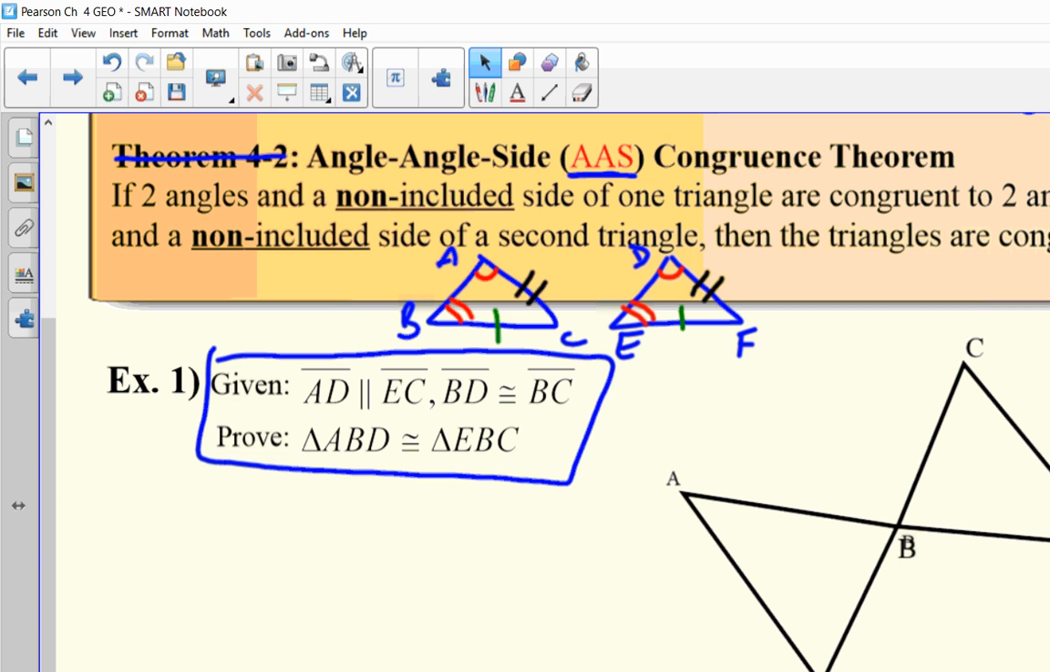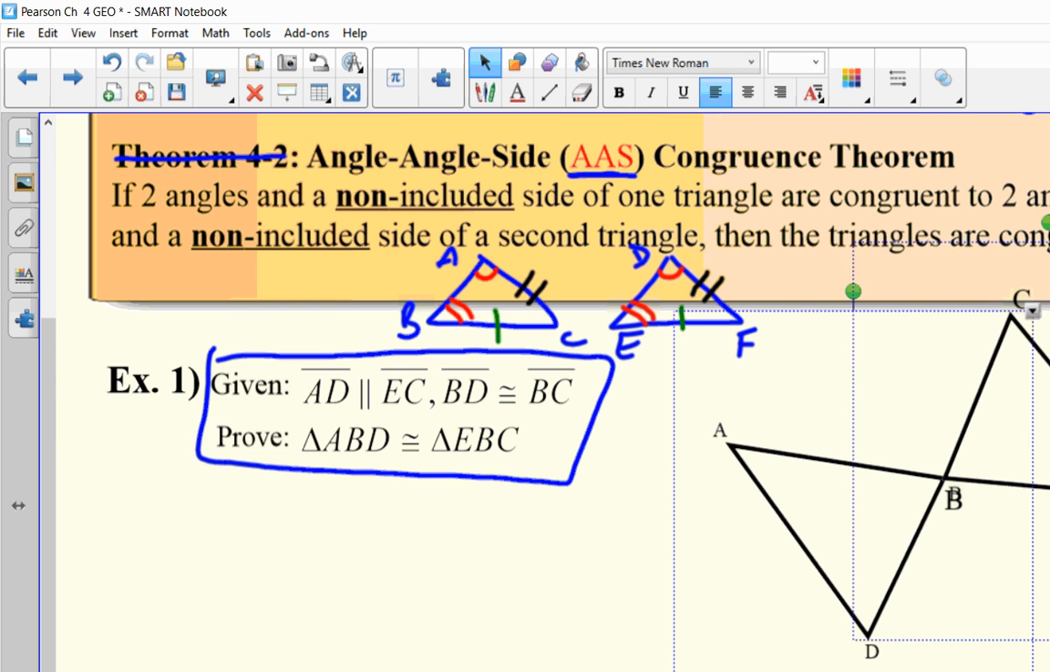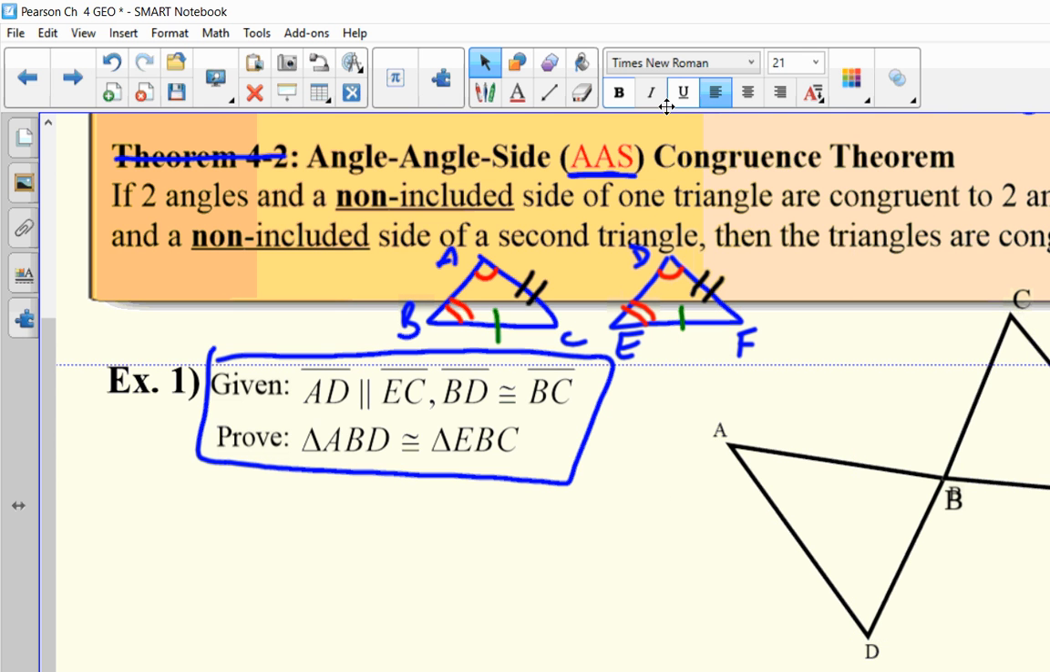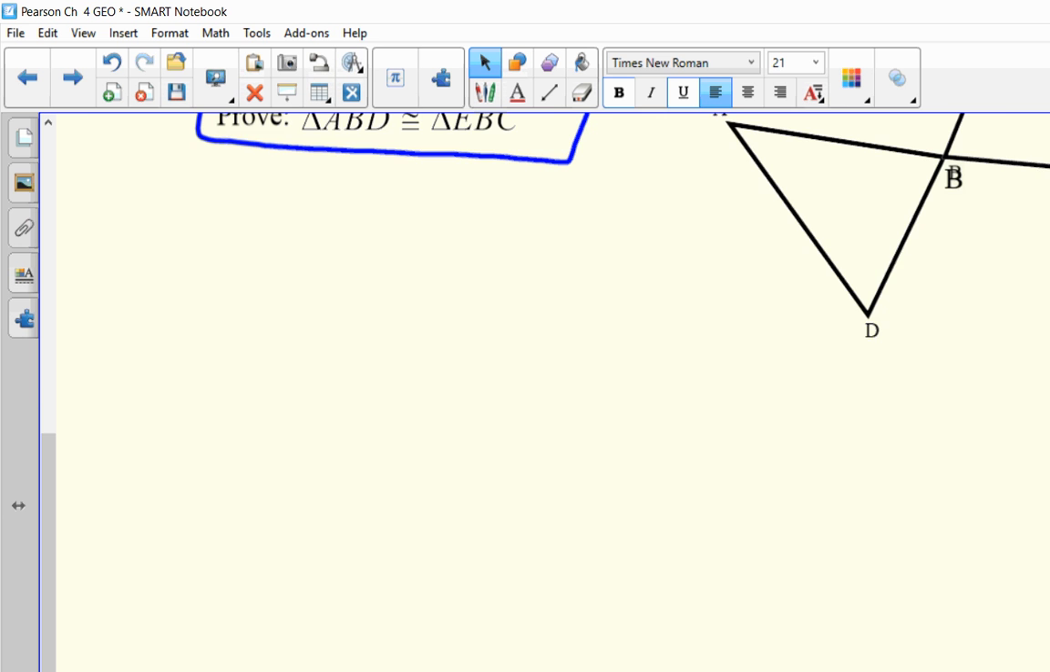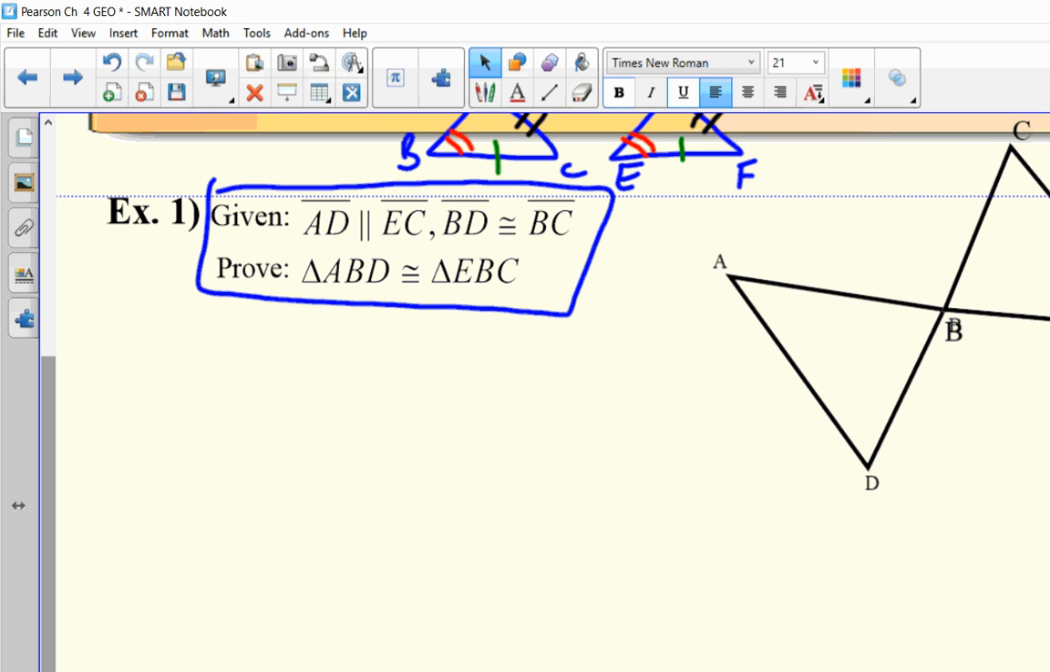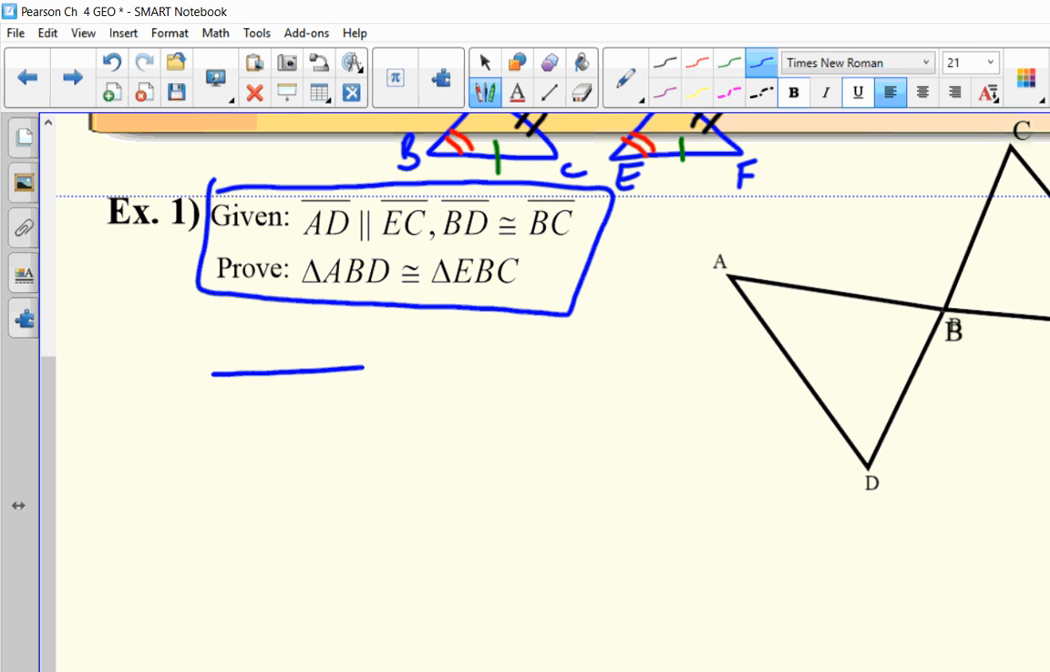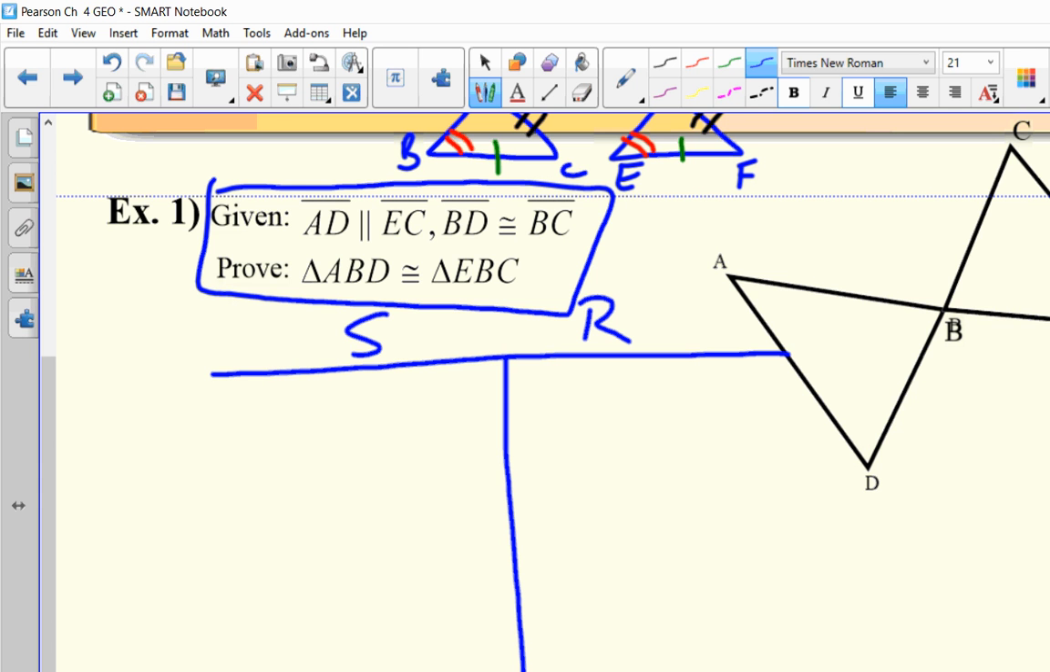Now it shows up. Okay, just giving myself some room there. And go ahead and draw in your 2-column proof. What did they give me? What do I have to prove? And once again, if I'm going too fast, stop the video and hit play when you get caught up, okay?